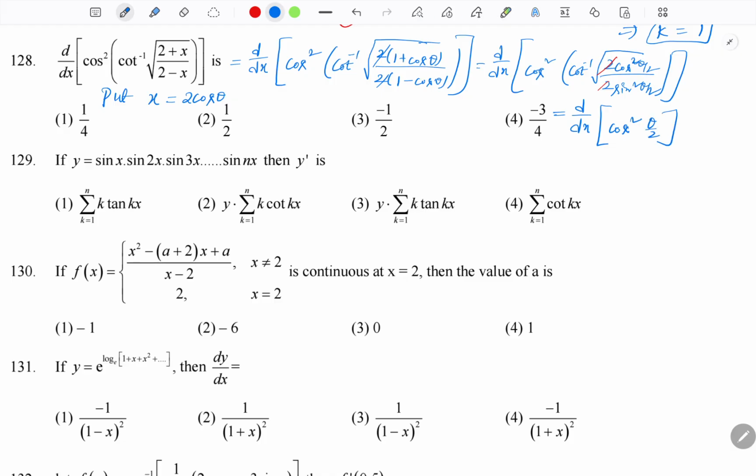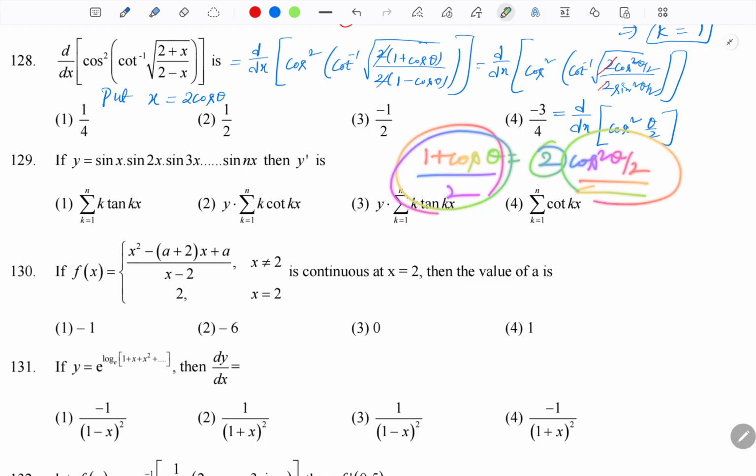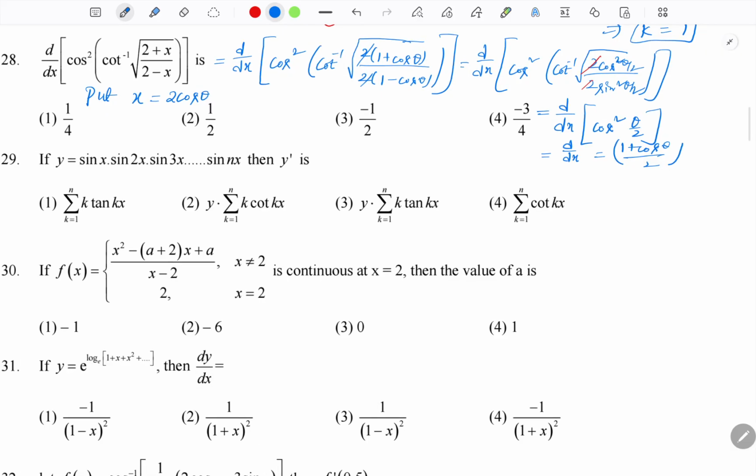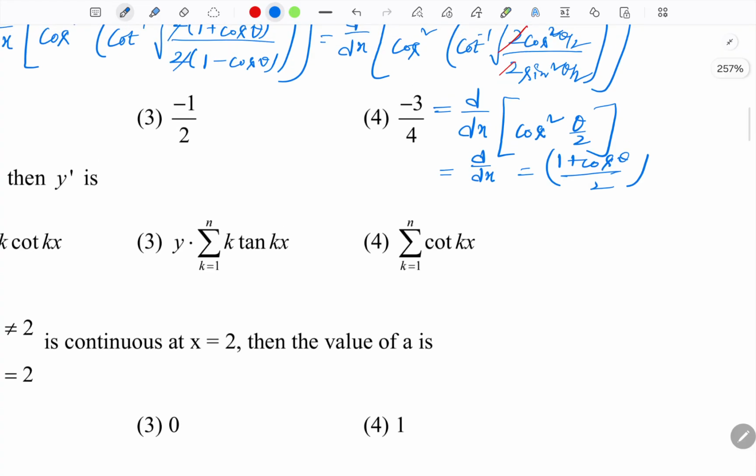Now we only discussed this, right? What is the cos 2 theta form? In general, 1 plus cos theta equals 2 cos square theta by 2. Now we want to find this one. This 2 divides to this side. It will come as the answer for cos square theta by 2. Write down now. This is nothing but dy dx of 1 plus cos theta by 2. What is cos theta here?